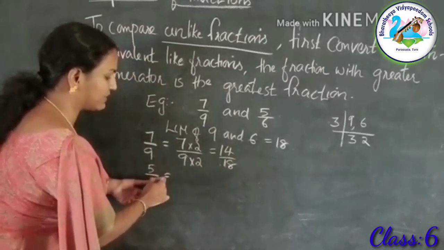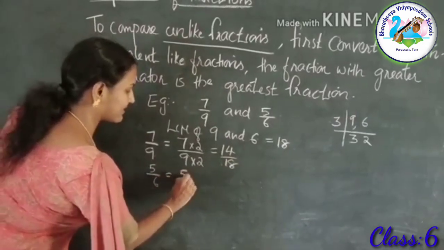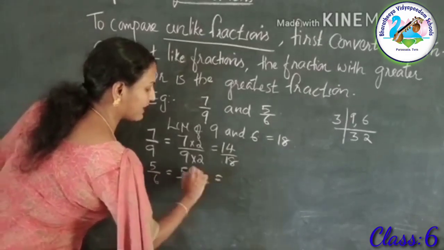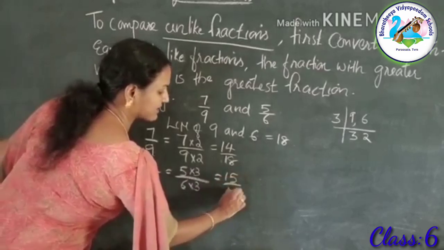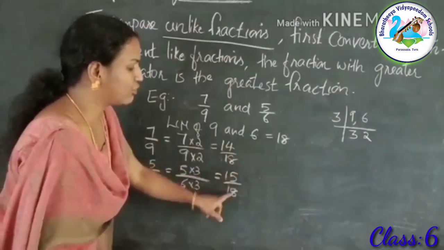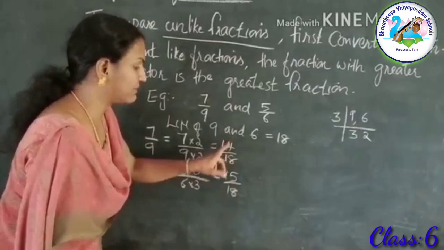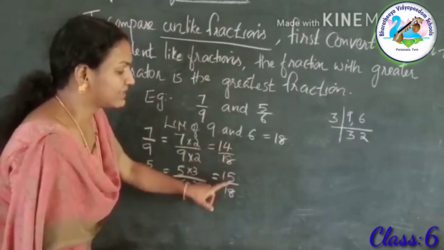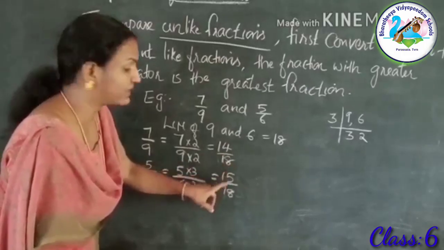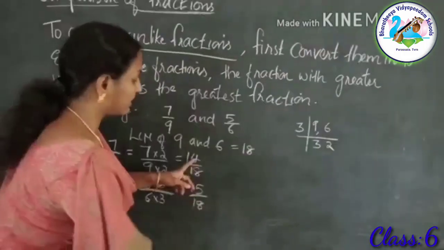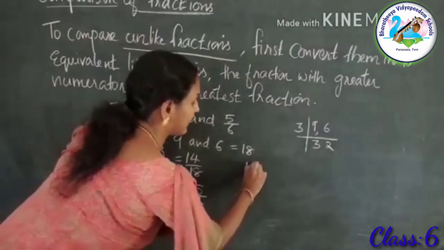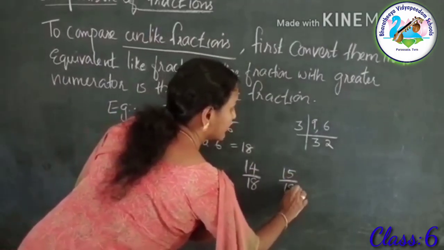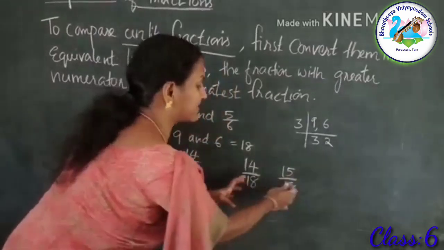The second fraction 5 by 6. Multiplying the numerator and denominator with 3. So 5 into 3 is 15. Here 6 into 3 is 18. So the denominators are the same: 14 by 18, 15 by 18. So these fractions are like fractions. Here the denominators are same. 14 by 18 and 15 by 18.